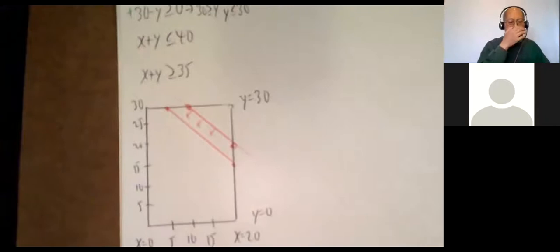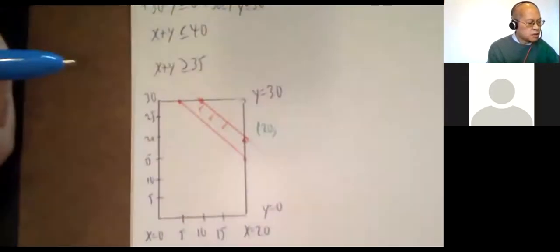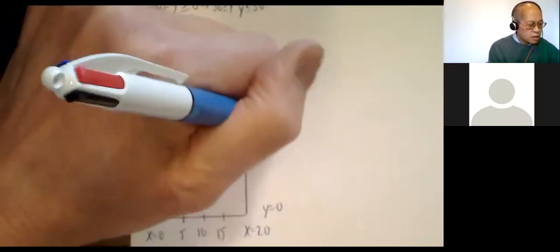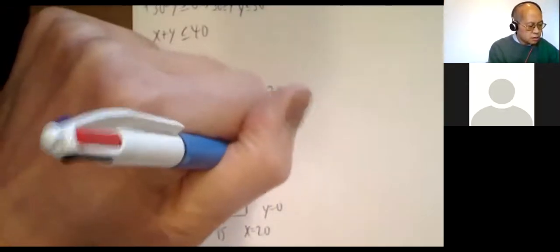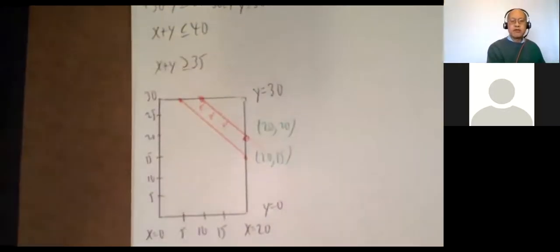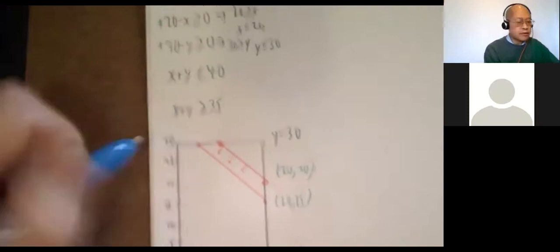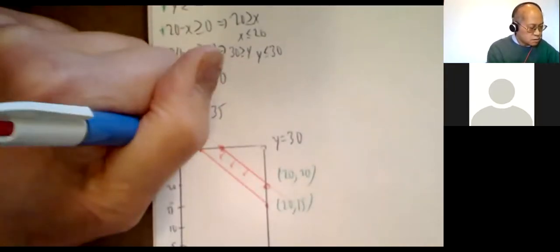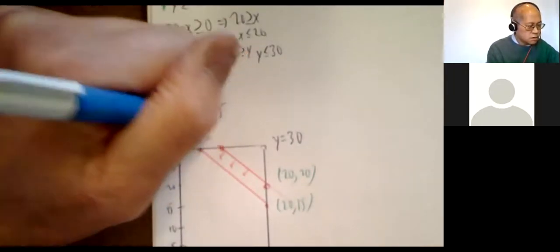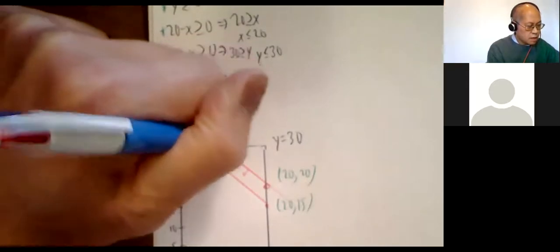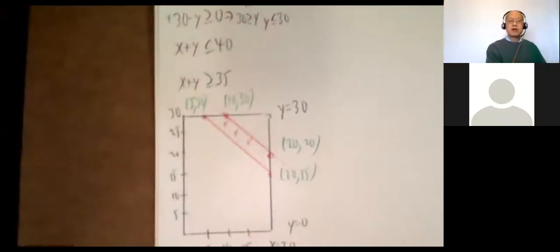So that's what I got. And maybe just for emphasis, let me label these points. This was 20, 20, 20, 15. And this was 5, 30. $10, $30, right?